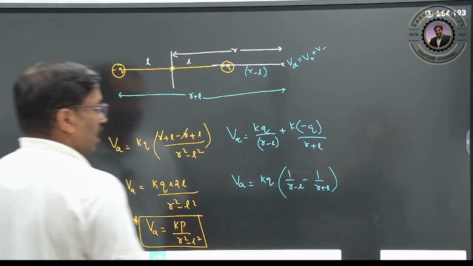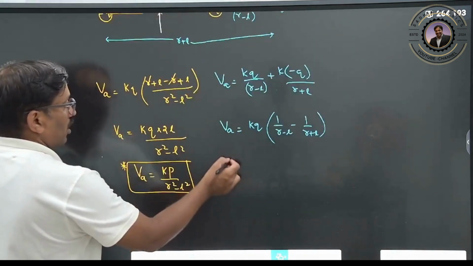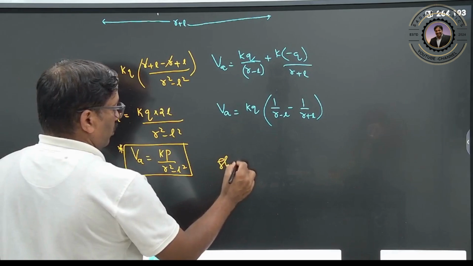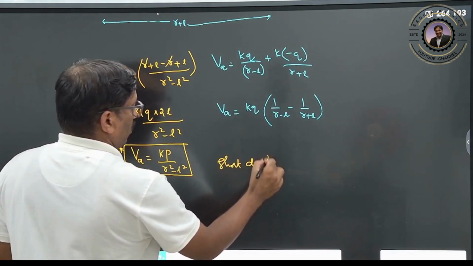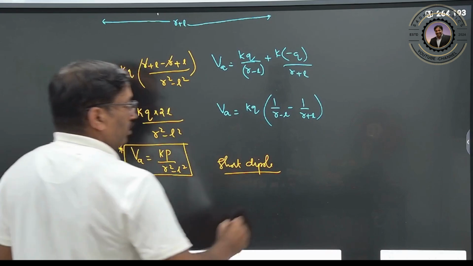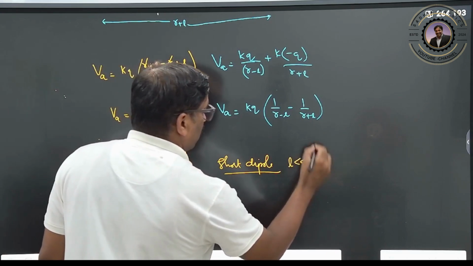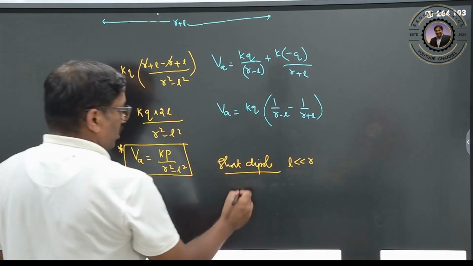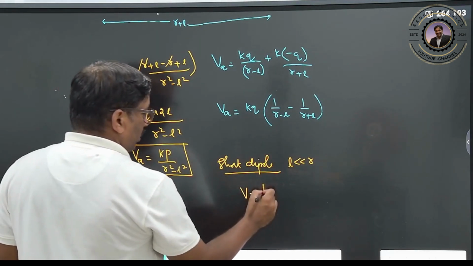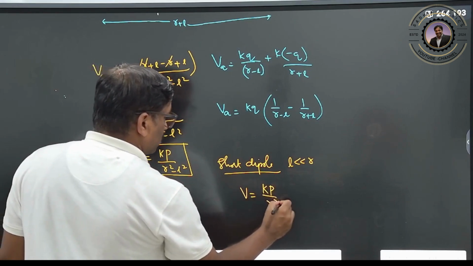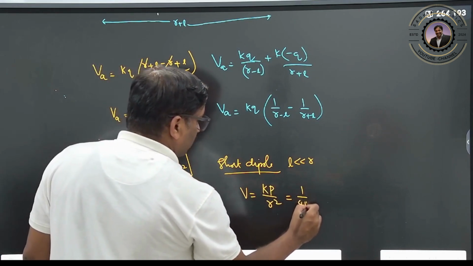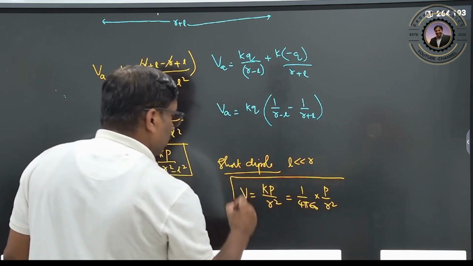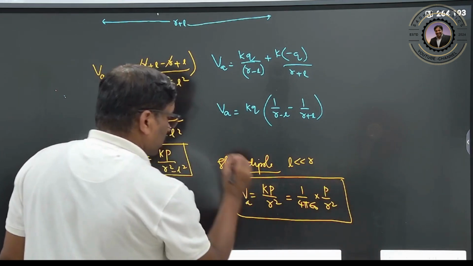But for a short dipole, short dipole means what we discussed, no? For a short dipole, L is very, very smaller than this distance R. Therefore L square can be neglected. The potential due to the dipole is nothing but kp by R square, therefore 1 by 4 pi epsilon naught into p by R square. So this is the potential due to the dipole.